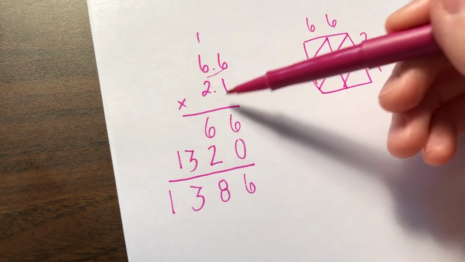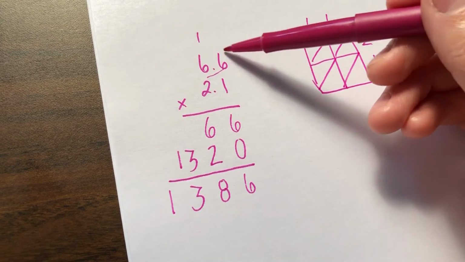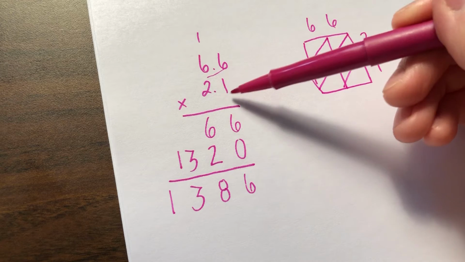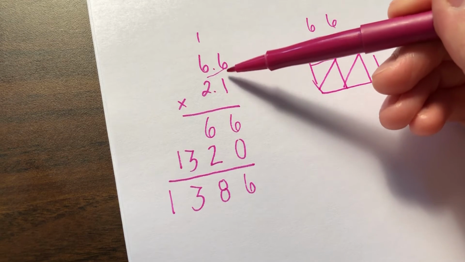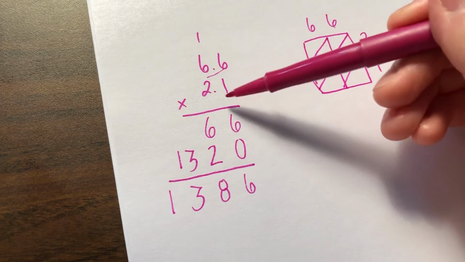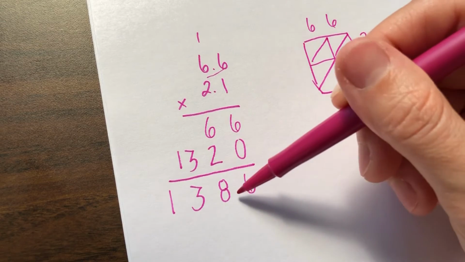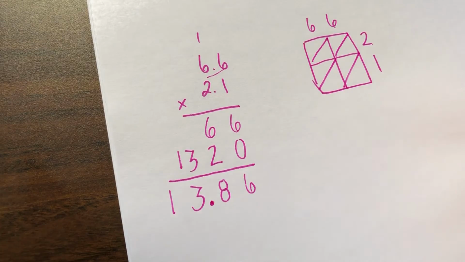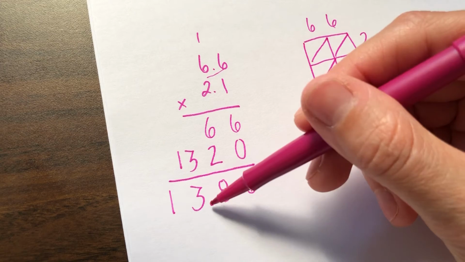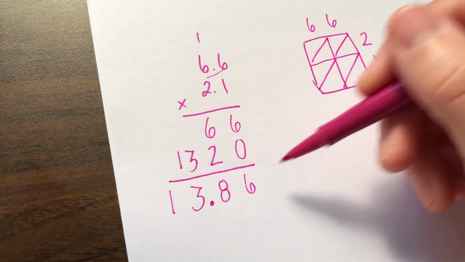So for example, in this question right here, we have 1 decimal on the right here, 1 decimal on the right here, so we go 1, 2. So there's 2 decimal spaces altogether. So we move this over twice, and our final answer is 13.86.